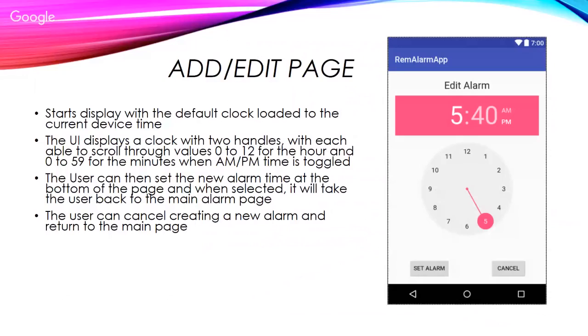The add edit page. As you can see on the right there, we have handles for the clock for a user to be able to select the time. So the user would be able to click on the hour and then rotate from 0 to 12. And same goes with the minutes. The user would be able to go from 0 to 60 to select the minute that they would want. And then as well to select if it's an AM or PM hour. After all this is said and done, the user can just set the alarm or cancel if they decide to not have that.